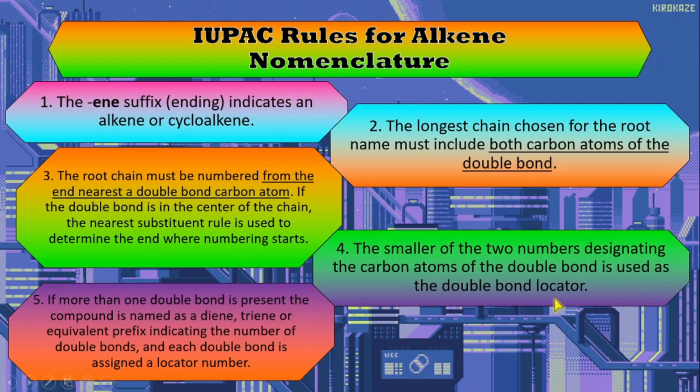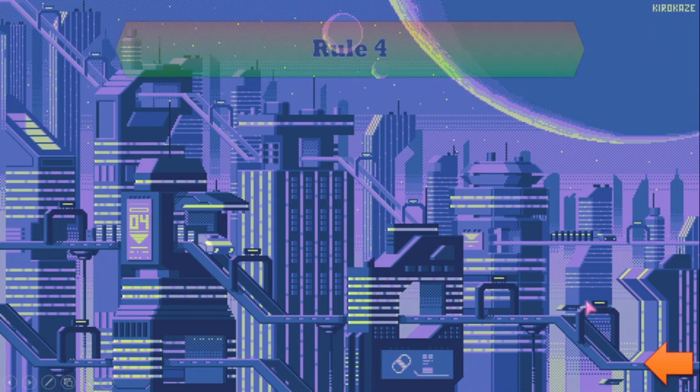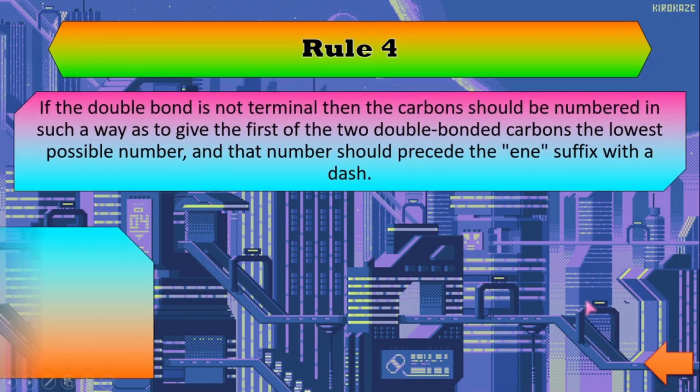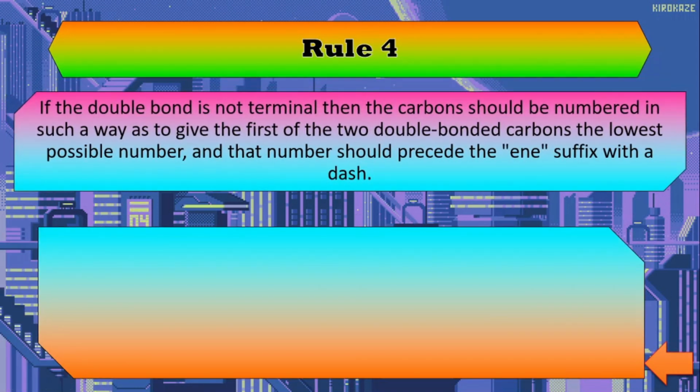Rule number 4: the smaller of the two numbers designating the carbon atoms of the double bond is used as the double bond locator. If the double bond is not terminal, then the carbons should be numbered in a way as to give the first of the two double-bonded carbons the lowest possible number, and that number should precede the -ene suffix with a dash.